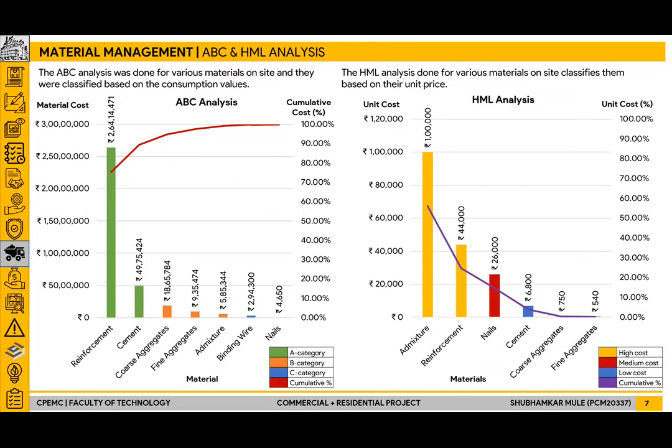We also did two important analyses for inventory management, namely ABC and HML. Talking about ABC analysis, which was done for various materials on site, they were classified based on their consumption values. So basically reinforcement and cement together comprise around 90% of the cumulative cost for all the materials on our site, and hence the aim was to strive to optimize their cost. Now talking about HML analysis for various materials on site, classifying them based on unit price, basically admixture and reinforcement both had the highest fluctuating price as per market rates. So we had to strive to optimize their unit cost.